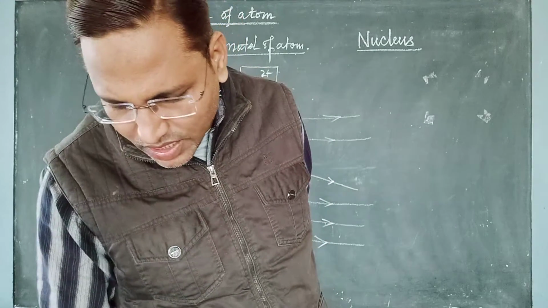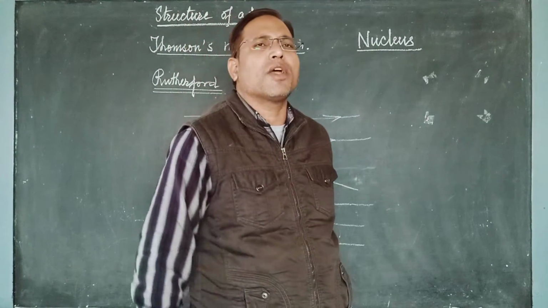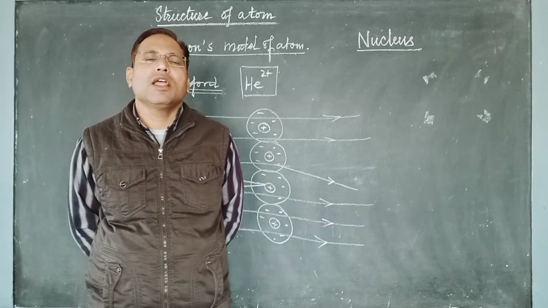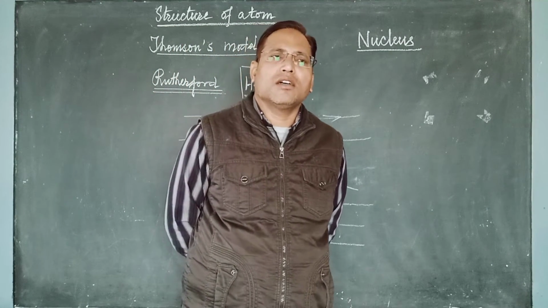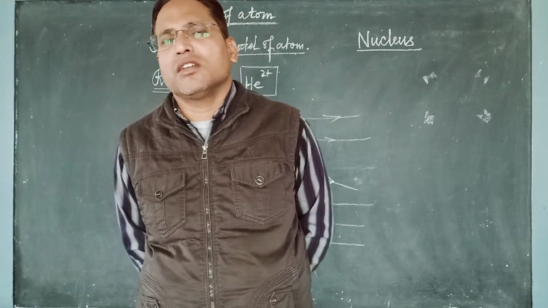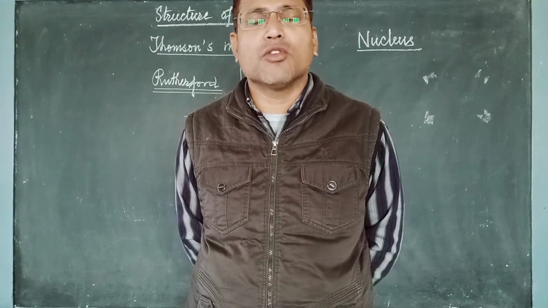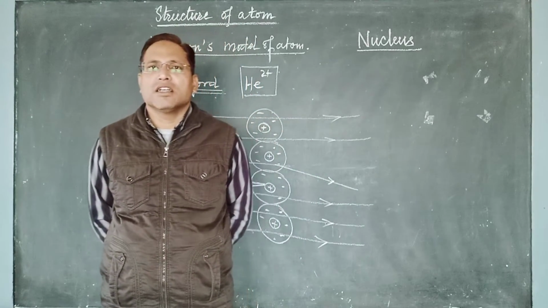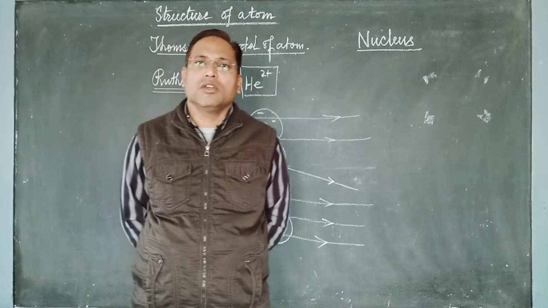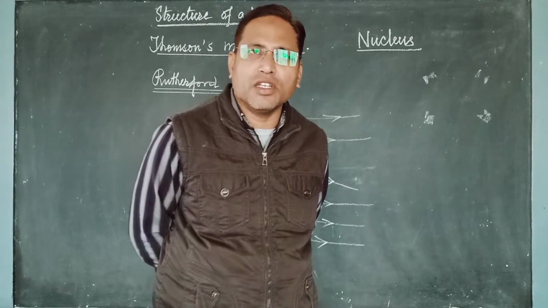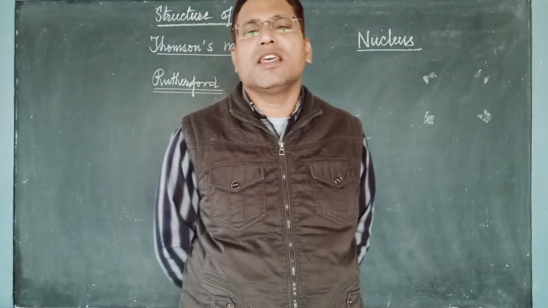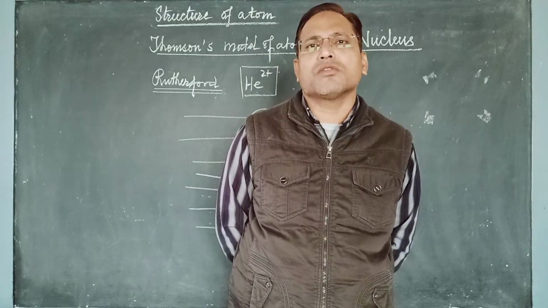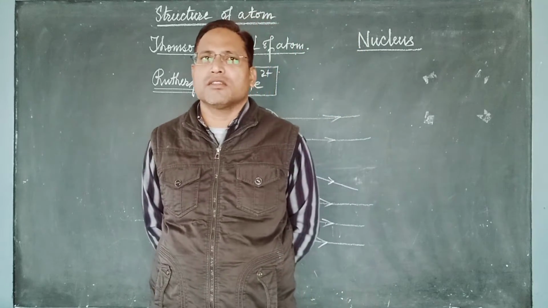The volume of the nucleus of an atom is very, very small compared to the volume of the atom as a whole. And in the nucleus, the protons remain fixed. They do not move, they do not rotate, they do not go around in an orbit as the electrons do. The electrons keep on moving around the nucleus in their orbits, in their shells, in their energy levels, but the protons remain fixed in the nucleus.